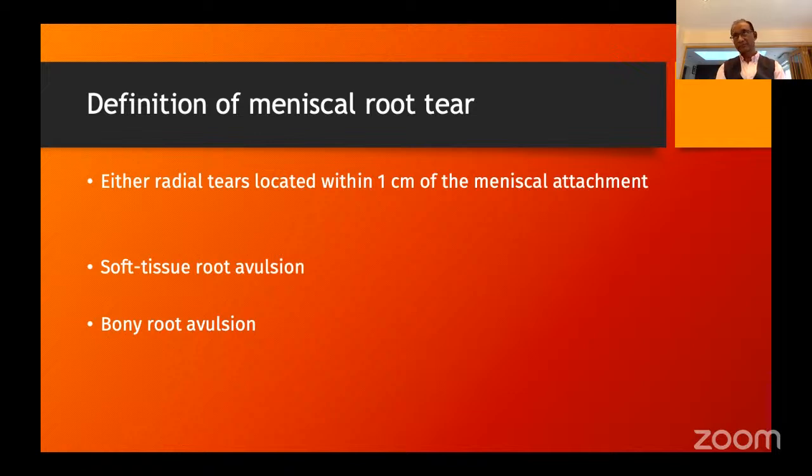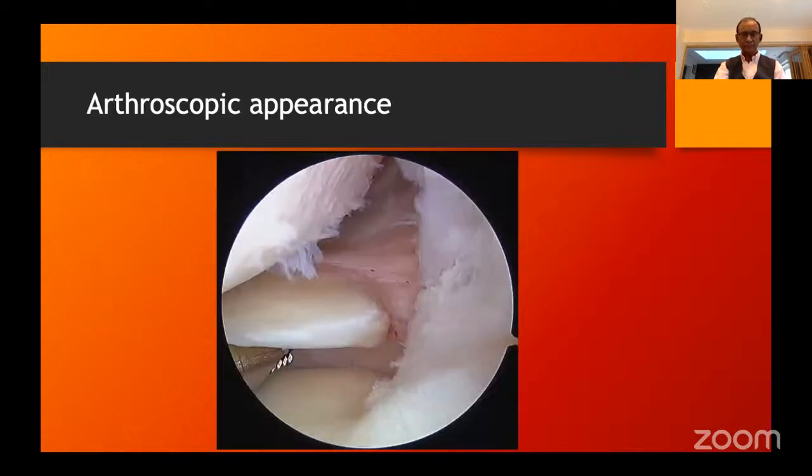The second definition is that if the meniscus is intact, there is no tear in the meniscus, but the soft tissue is avulsed from the bone. And the third one is that a piece of bone is also avulsed. So all these 3 comprise and form the meniscal root tear. So just to give you a couple of images, you can see it's not an avulsion, it is a complete tear of the meniscus very close to the root. And that actually is a meniscal root tear for all practical purposes.